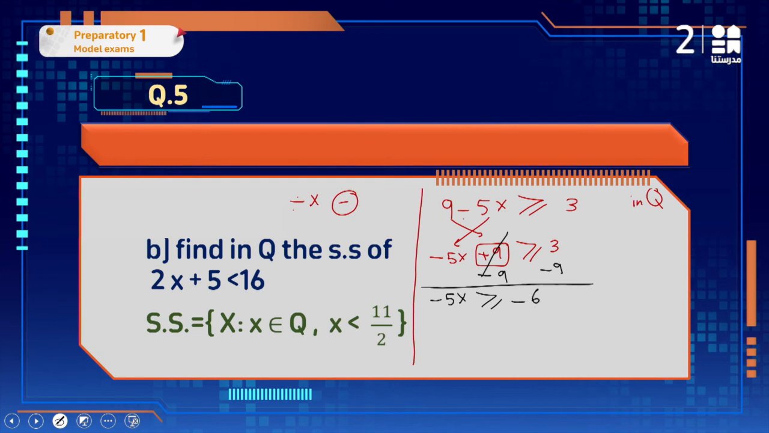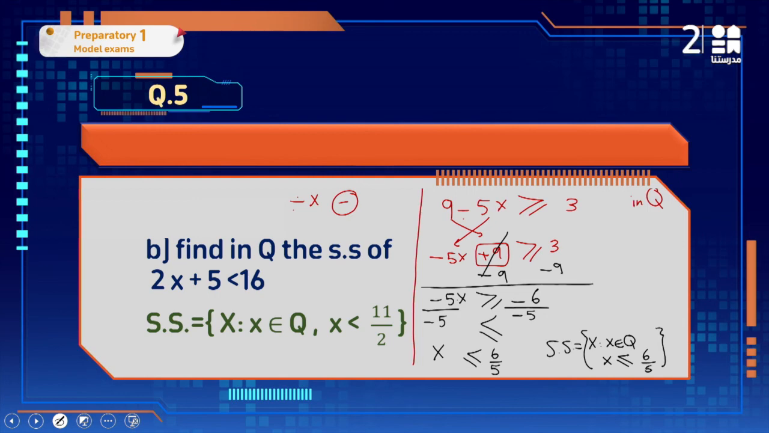Now, how can we get x alone? We have to divide by negative 5. When you divide by a negative number, don't forget to flip the sign before completing writing. So here it is negative 5x over negative 5 less than or equal. It was greater than or equal, now it is less than or equal, and then complete the other side. So x is less than or equal to, negative divided by negative is positive, so 6 over 5. So the solution set is equal to x, where x belongs to Q, then x less than or equal to 6 over 5.